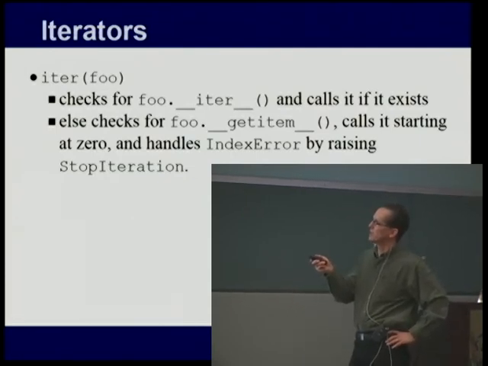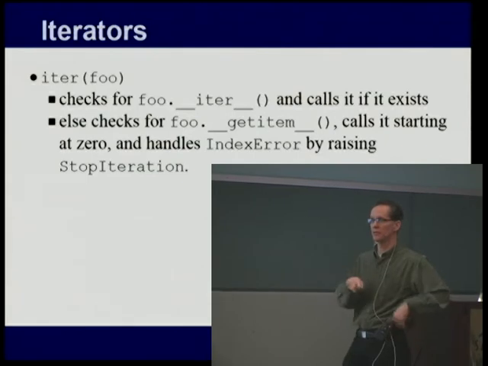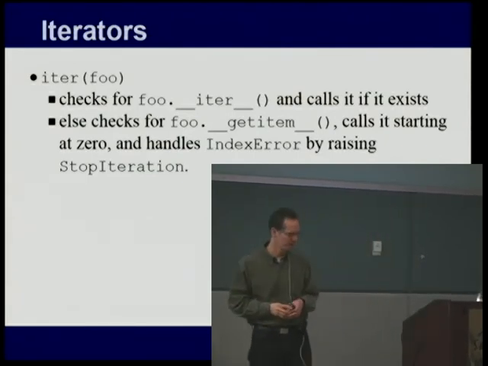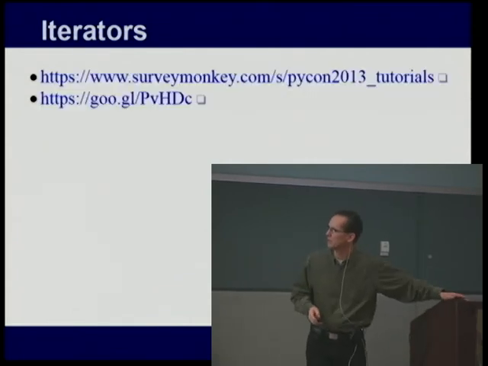What the iter function does is it checks to see if there's a Dunder iter method and calls it if it exists. Otherwise, it checks to see if there's a getitem method. If there is, then it calls it starting at 0 and just starts marching through. And when it gets an IndexError, it returns a StopIteration. That's the core of the iterator protocol. Why do you care? Well, I'll give you some examples.